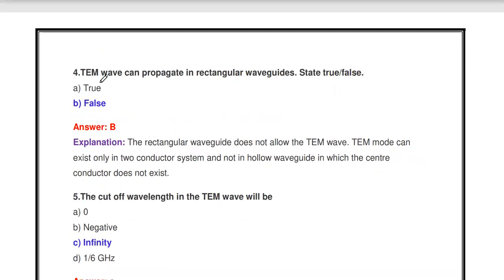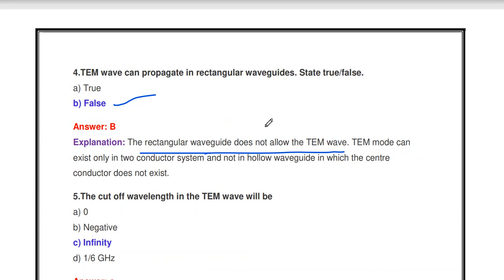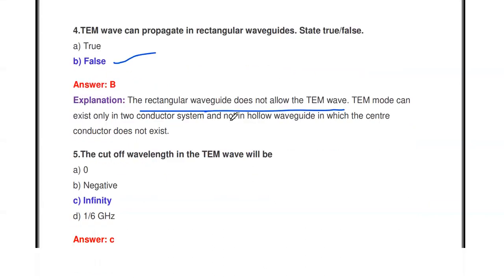The next one: the TEM wave can propagate in rectangular waveguides. State whether it's true or false. It's false. The rectangular waveguide does not allow the TEM wave. The TEM mode can exist only in a two conductor system and not in a hollow waveguide. That's why the TEM wave cannot be propagated in a rectangular waveguide.